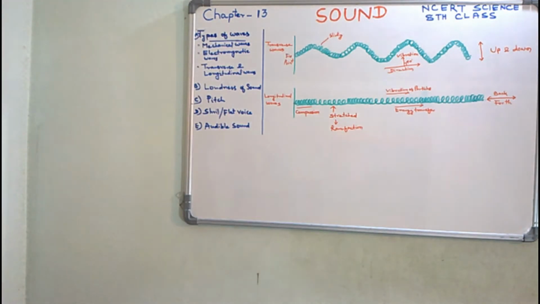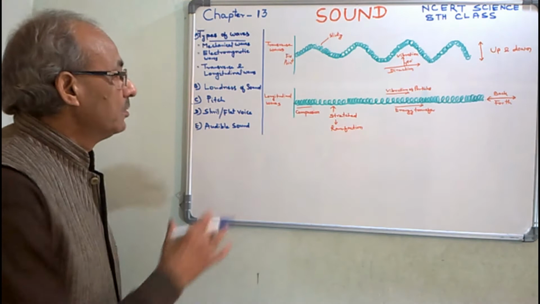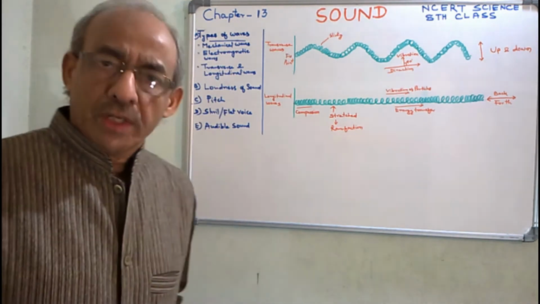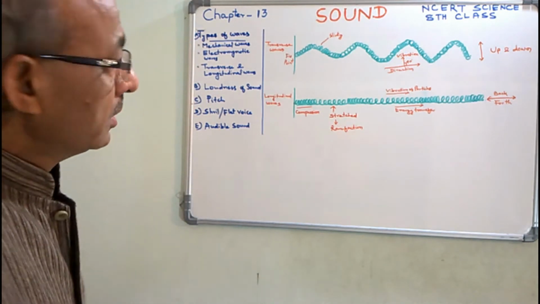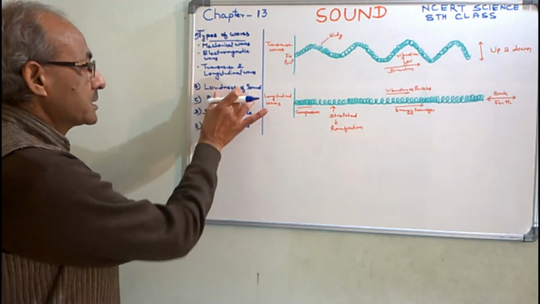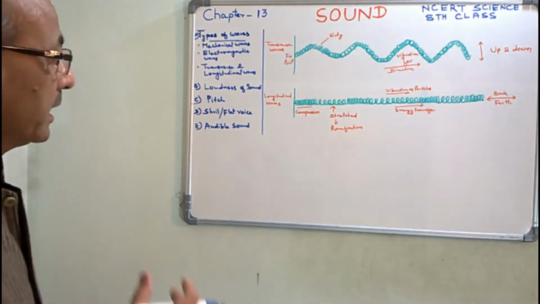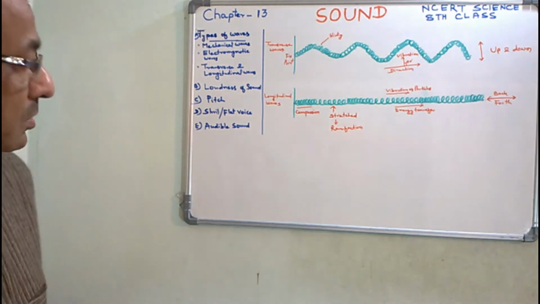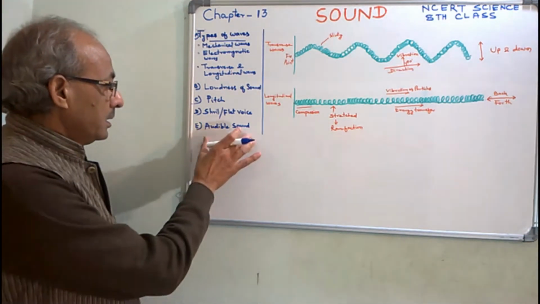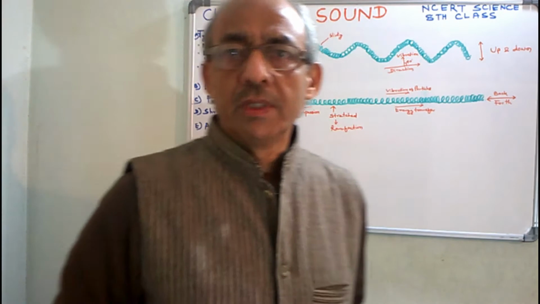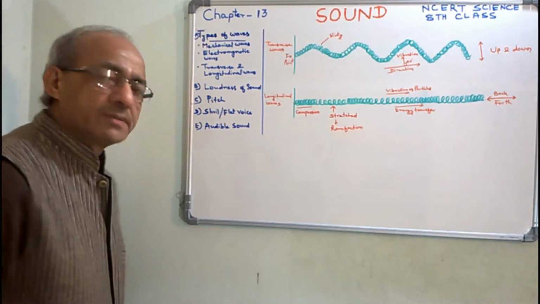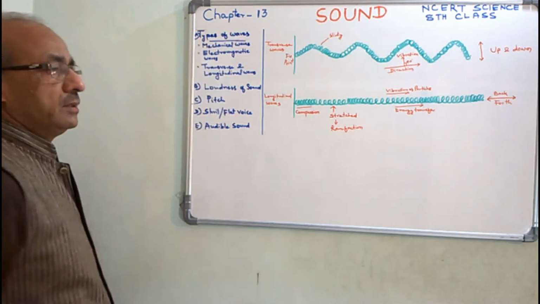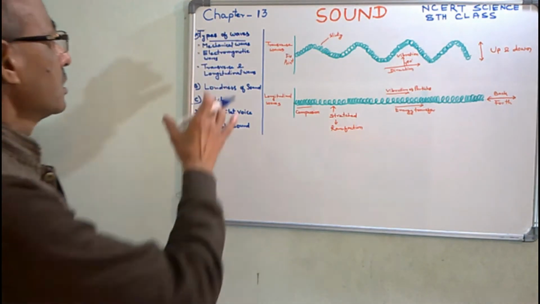In this session, we are going to discuss the types of waves, particularly the sound waves. Thereafter, we will discuss the loudness of sound, pitch, shrill and flat sounds. And at the end, we will discuss the audible range of sound for human ears. Firstly, we will start the discussion on types of waves.